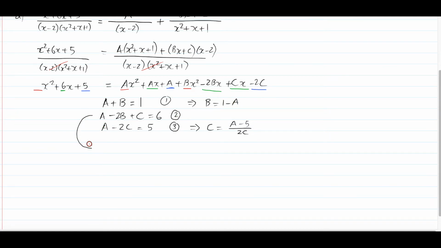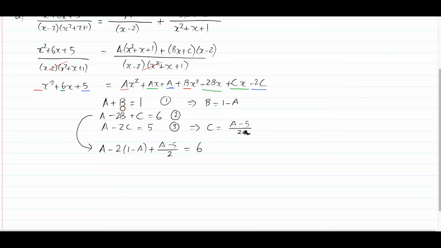Equation number 2, I'm just going to write it down over here. That is a minus 2 multiplied by b, which is 1 minus a. And then, of course, plus c, right? What is plus c? C is a minus 5. Oh, and this is 2, my apologies, just 2 by itself. So in that case, divided by 2. And then, of course, equals 6, equation number 2, right? I'm just rewriting equation number 2 in terms of a.